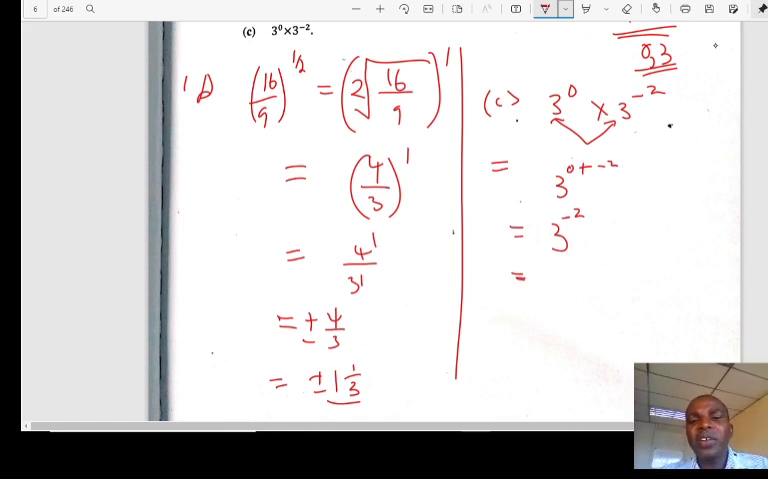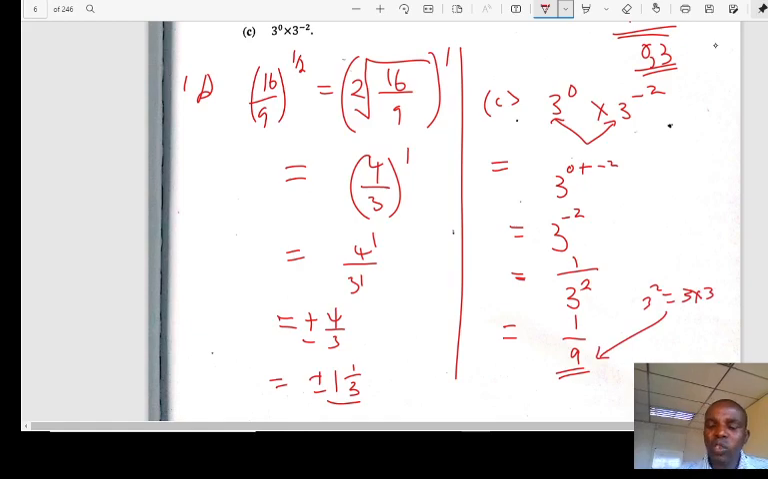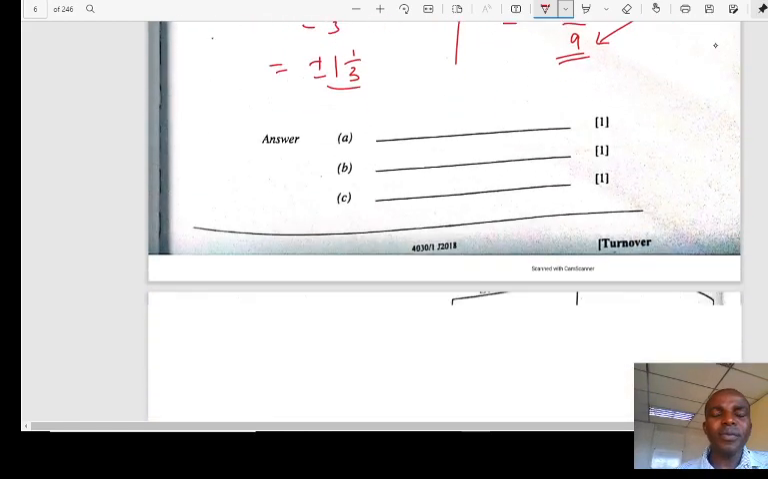Any number raised to a negative power is the same as 1 over the same number 3 when raised to a positive power. So it will be 1 over 3 squared. 3 squared is 3 times 3, which is 9 here. So it's 1 over 9, then you are done.